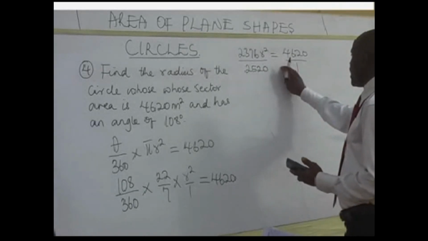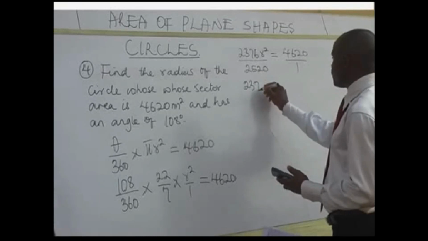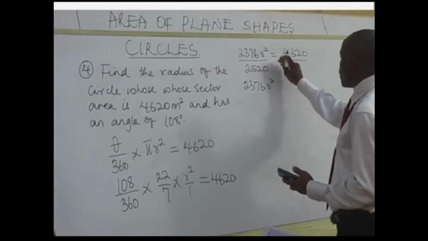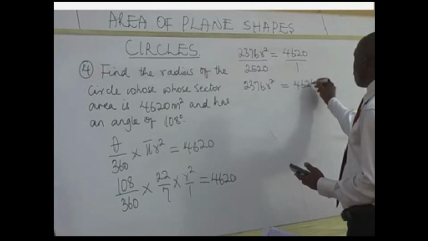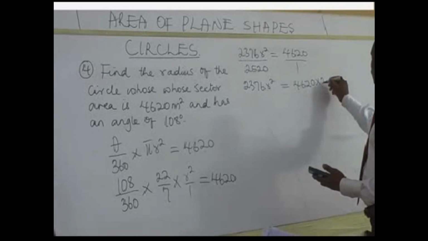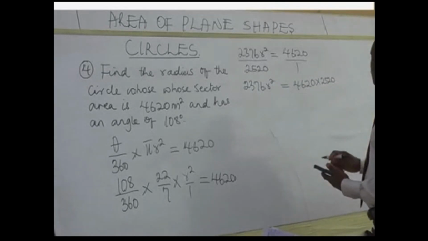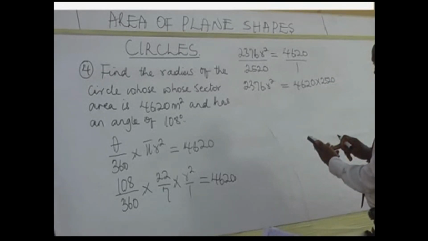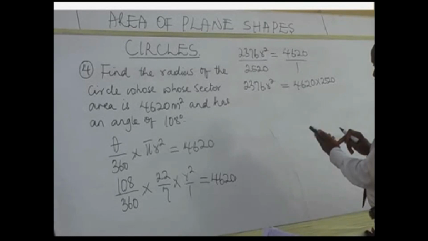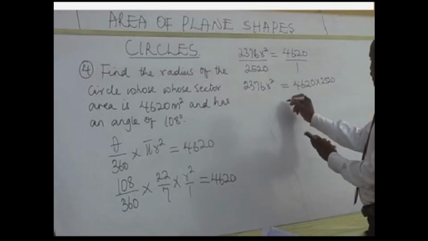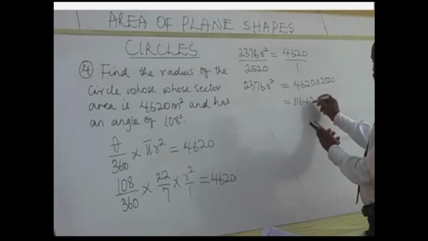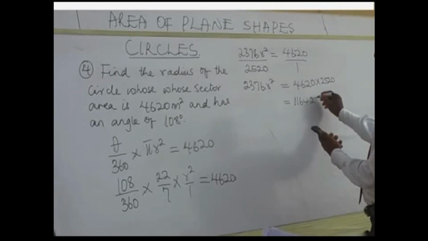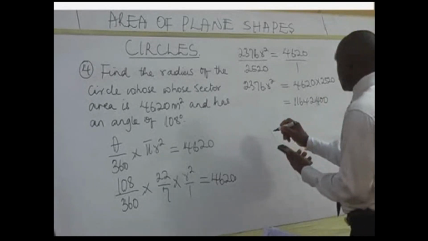Now if you cross multiply here, you're going to have that 2376 r squared times 1 will give you 2376 r squared, will now be equal to 4620 times 2520. So multiply out this. 4620 times 2520 is giving me 11,642,400. That is equal to 2376 r squared.